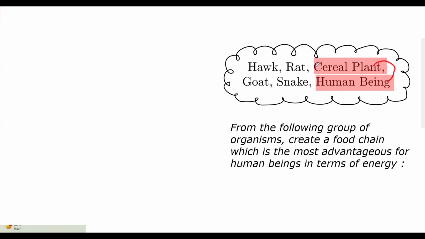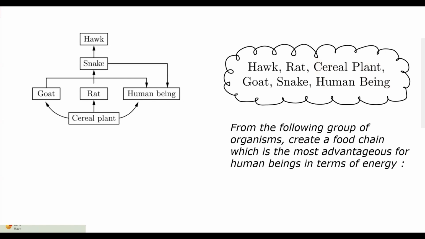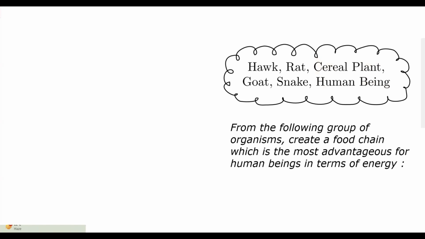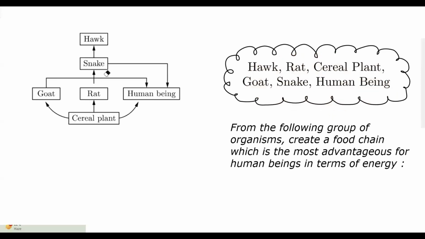Now, there is one more question here, to make the food web. If I ask to make a food web from this, food web is what? It is the complex network of food chains. So this is what the food web will make here. As you know that cereal plants are eaten by rats, by human being, and by goat.